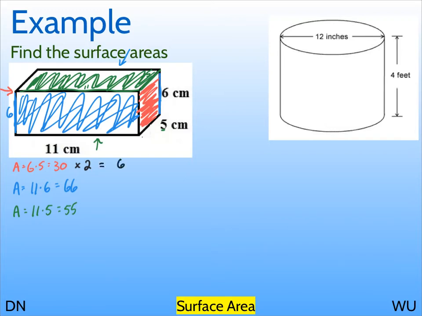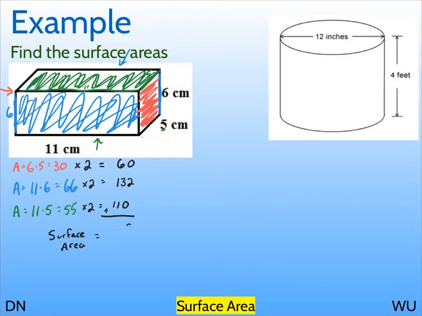So 30 times 2 is 60. 66 times 2 is 132. And 55 times 2 is 110. And now, the total surface area, all we have to do is add those 3 numbers.